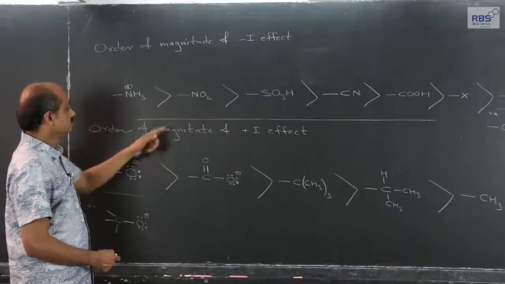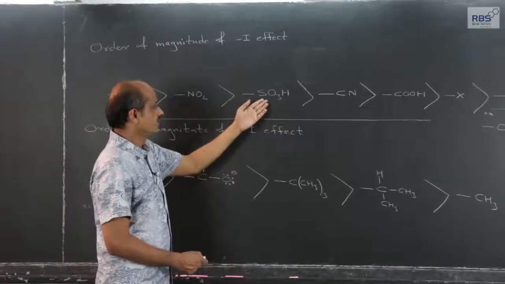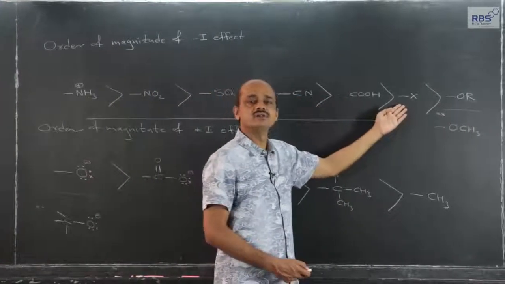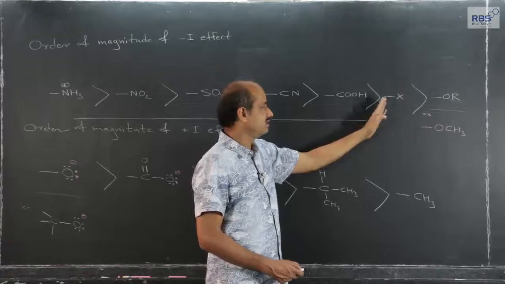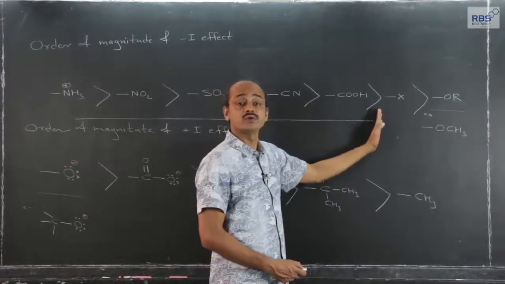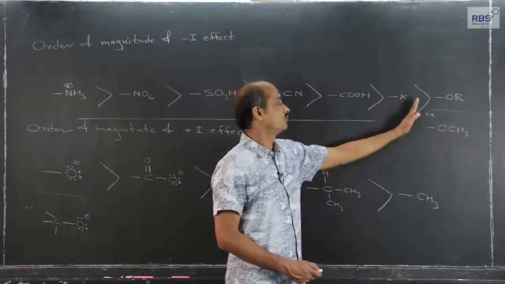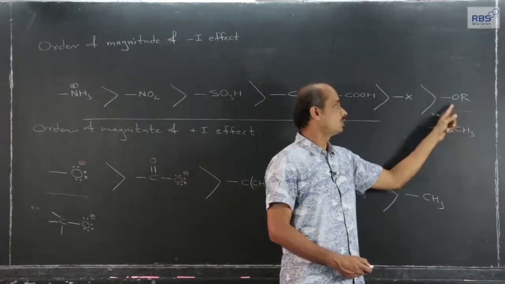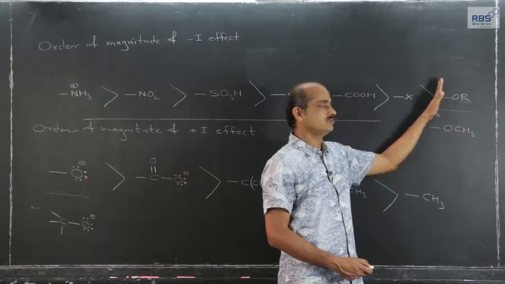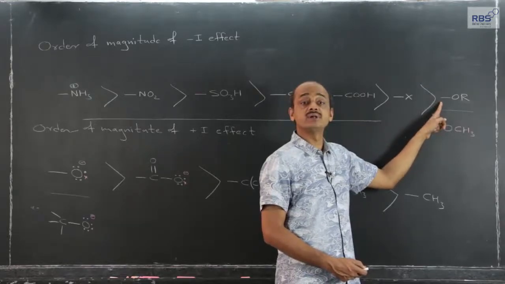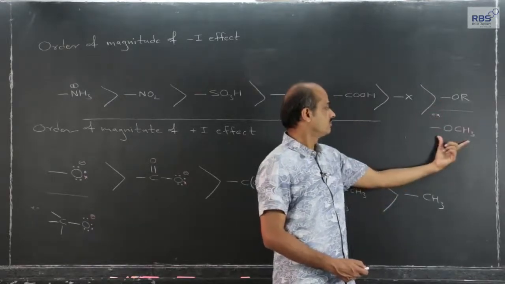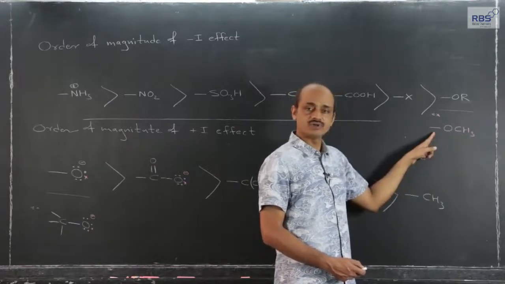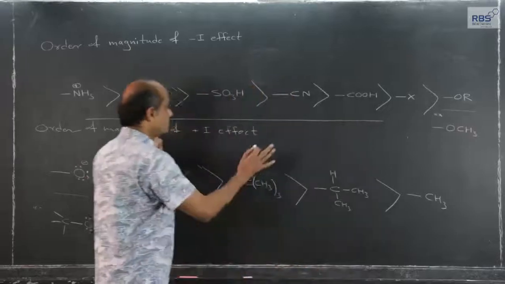Nitro group covalently bonded, sulfonic acid group, cyanide group, carboxylic acid, and halogen, in general I have written using the symbol X. Here the order will be as per electronegativity: fluorine, chlorine, bromine, iodine. And I have written here alkoxy, OR, covalently bonded to a certain chain or carbon in a chain. Below it I have written the example, methoxy group, methoxy covalently bonded. Okay. And this is the order.